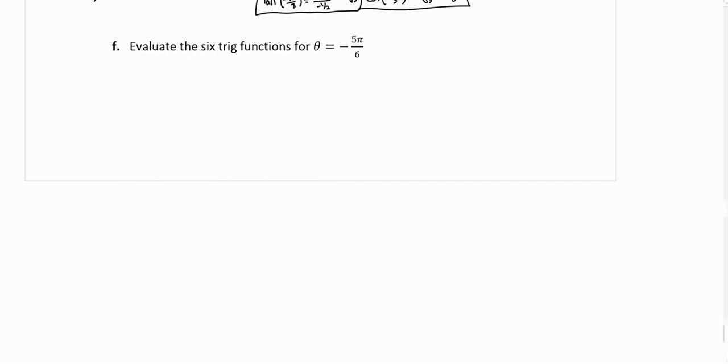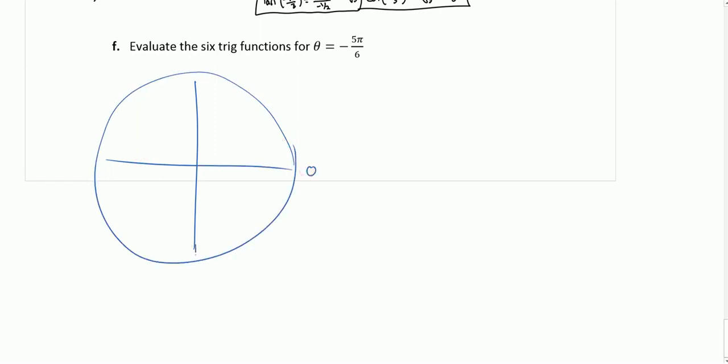Alright, the last one we're asked to evaluate the 6 trig functions for theta equals negative 5 pi over 6. So here's my unit circle, 0 radians, negative pi radians, which is the same thing as negative 6 pi over 6 radians. And so 5 is closer to 6 than it is to 0, and so negative 5 pi over 6 is going to be in the third quadrant. And the difference between negative 5 pi over 6 and 6 pi over 6 is pi over 6. Remember, pi is 180 degrees, so we get 30 degrees. So it's our 30, 60, 90.